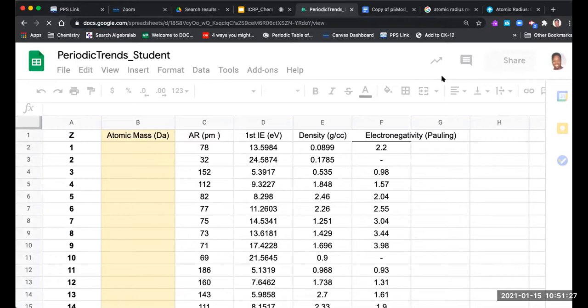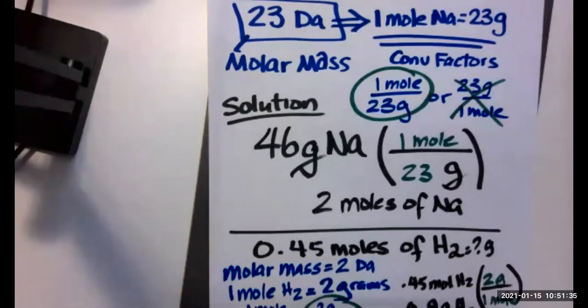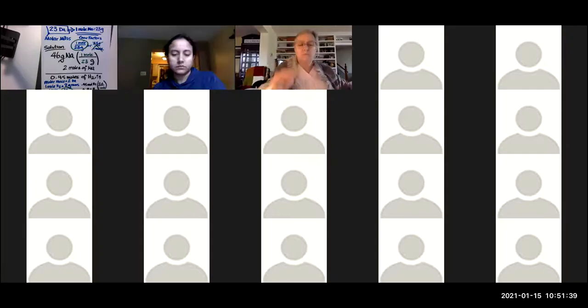What you will see is a student spreadsheet that looks like this. Once you have it, please show by way of reaction. Please show by way of reaction.